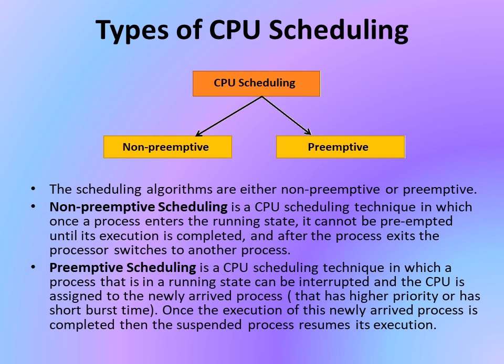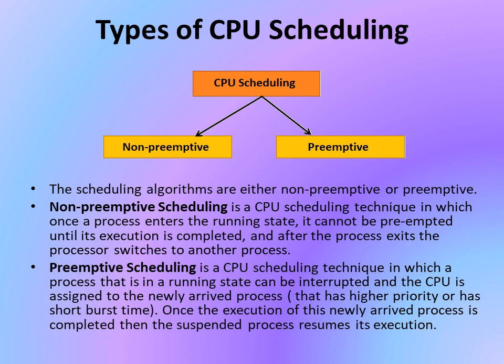Types of CPU scheduling. Now the scheduling algorithms can be divided into two types, that is non-preemptive and preemptive. So, what is non-preemptive? Non-preemptive scheduling is a CPU scheduling technique in which once a process enters the running state, it cannot be preempted. That is, we cannot interrupt or suspend the process until its execution is completed. And after the process completes, the processor switches to another process.